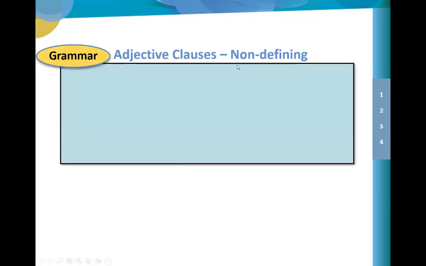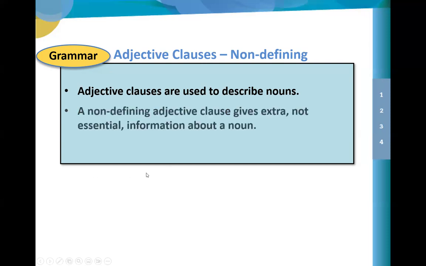Adjective clause, we have non-defining. For example, adjective clauses are used to describe a noun. This kind of clause, we can call it a non-defining clause. Non-defining clauses give extra, not essential information about the noun. So we know the noun, we specify the noun, but we give more extra information about it.